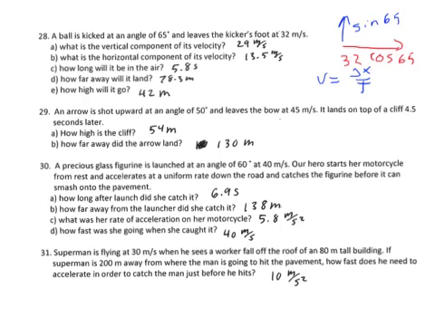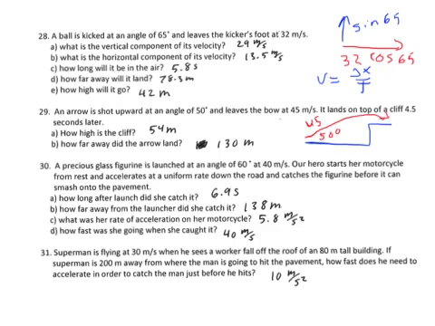An arrow is shot upwards at an angle of 50, leaves a bow at 45, and lands on top of a cliff 4.5 seconds later. So I'm going to draw this. Basically I have this situation here, and the arrow is doing this. It came out of here at a 50-degree angle at 45 meters per second. The first thing I have to do is find the sine and cosine of this. I'm going to take 45 times the sine of 50, which gives me the vertical velocity, and 45 times the cosine of this gives me the horizontal.